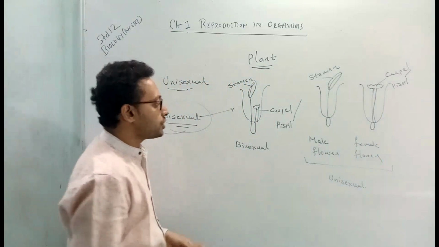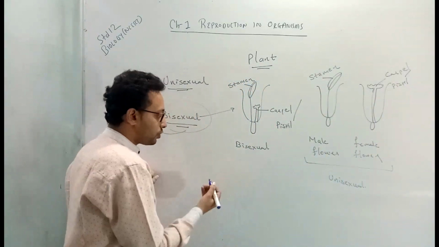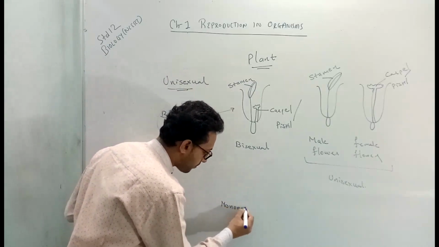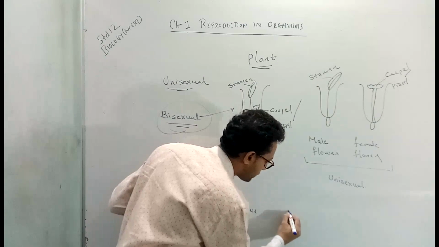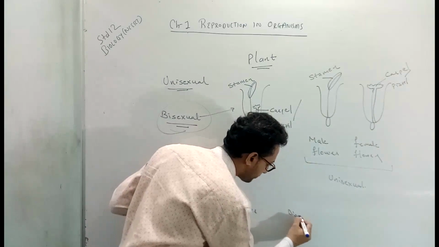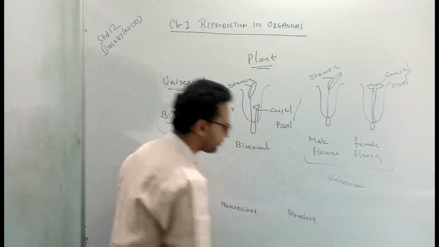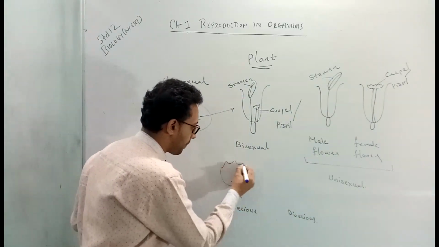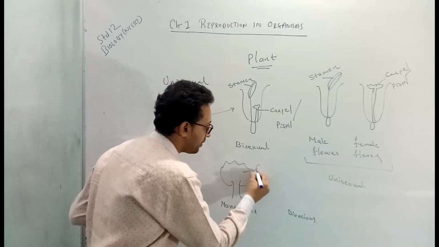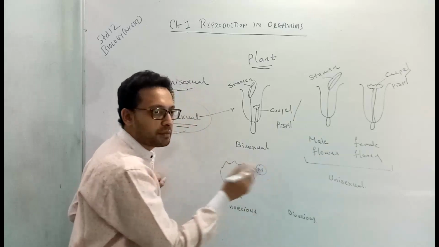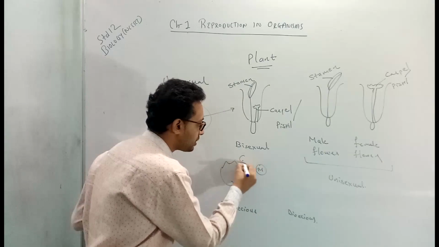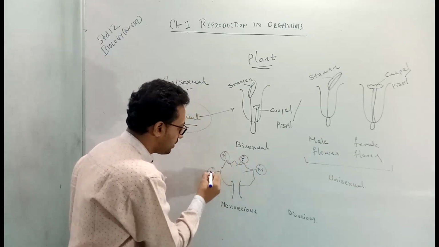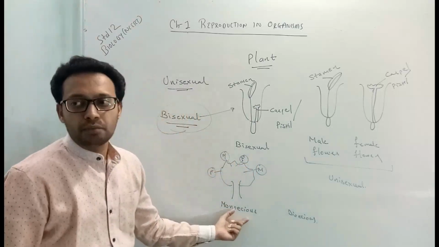Now we learn two other different terms. One is called monoecious and the second one is called dioecious. What is monoecious? Assume that this is a plant. If this plant possesses unisexual flowers, meaning male and female flowers are different, but it possesses both types of flower, male flower as well as female flower, such a plant is called monoecious.